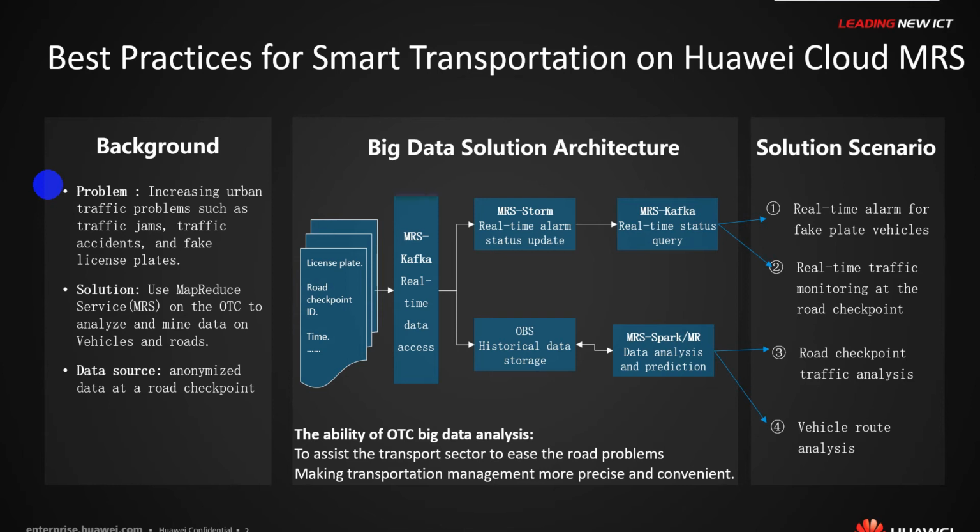The first one is real-time alarm for fake plate vehicles. The second one is real-time traffic monitoring at the road checkpoint. The third one is road checkpoint traffic analysis. And the fourth scenario is a vehicle route analysis.